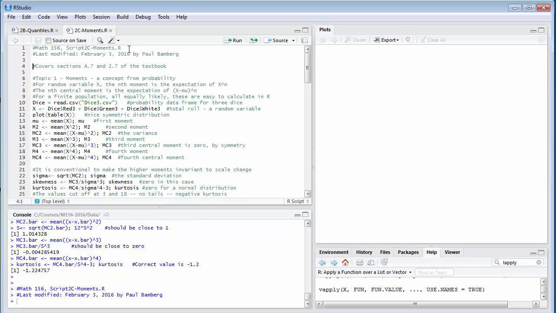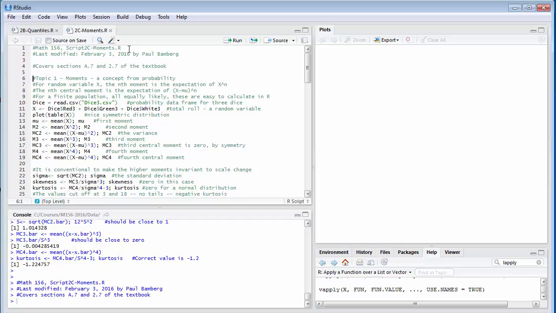You might want to pause the video and read section 8.7, that's an appendix, and 2.7 of the textbook, both of which introduce these ideas. The authors calculate some of these quantities by evaluating integrals. Since this is an R script, I'm going to have R evaluate the same integrals numerically.